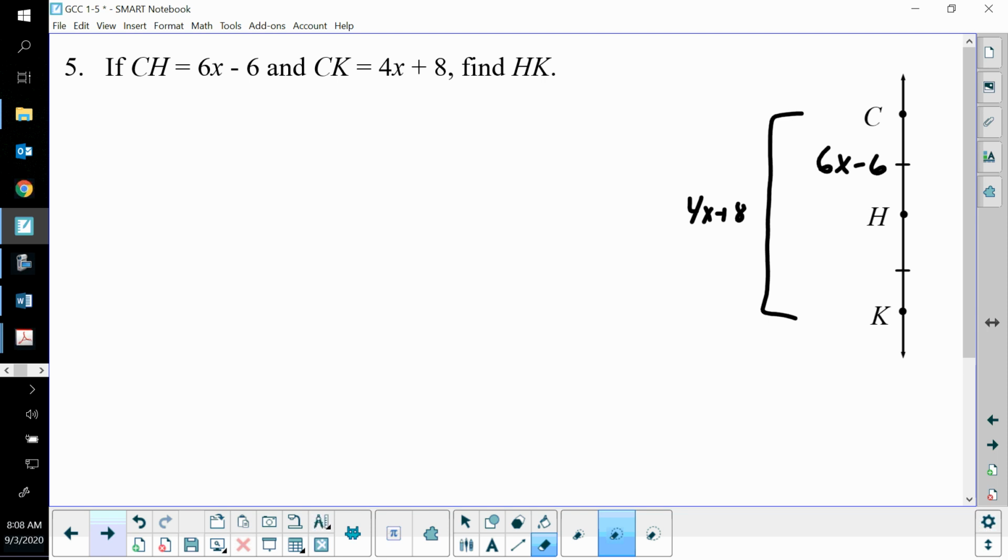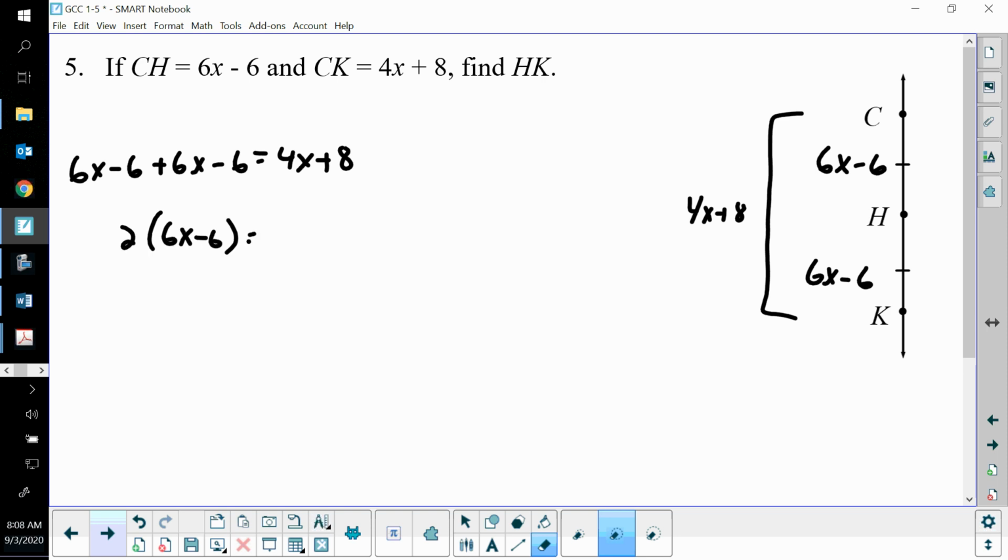Well, we know if CH is 6x minus 6, we know HK is 6x minus 6. And then we know that we can add the two small parts and make them equal to the big thing. So we're going to have 6x minus 6 plus 6x minus 6 equals 4x plus 8. Now you could have also said 2 times 6x minus 6 on the left side, and that would have been fine as well.